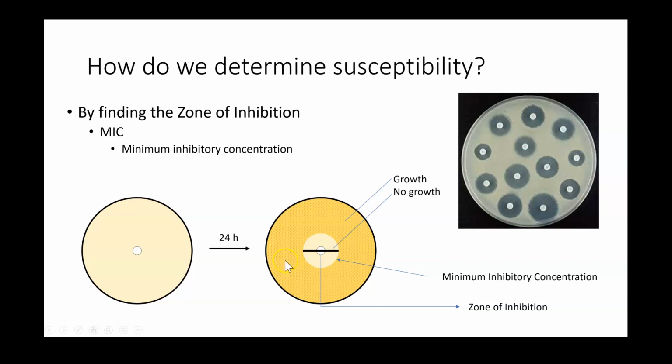And then at the end of that zone of inhibition, that edge where the bacteria is going to start to grow, this is the minimum inhibitory concentration. So anything, hold on a second, I'm going to get my pen.